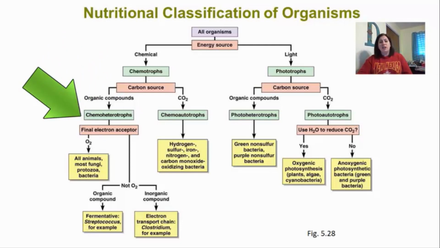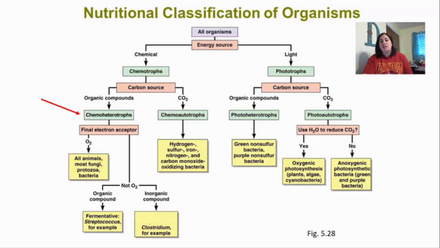So when you see here, if oxygen is the final acceptor, this is all animals, most fungi, protozoa, and bacteria. But if oxygen is not the final acceptor, down here you can see that the organic compound is the acceptor, and we're going to see that it's through fermentation. This would be an example of a Streptococcus. On the other hand, if an inorganic compound is the electron acceptor, this would be something like the Clostridium species.